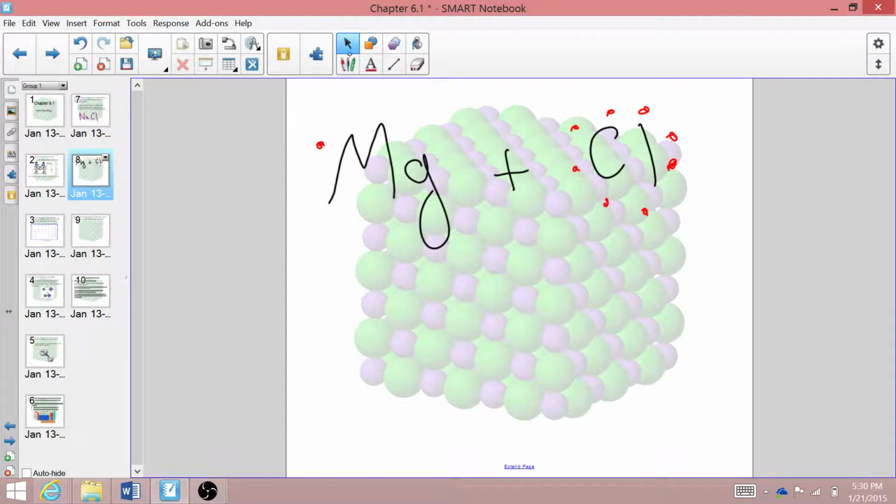And now chlorine is totally happy right now. It has a full valence shell. But magnesium isn't happy yet. You can see magnesium still has 1 electron left in its valence shell. This indicates that one magnesium atom does not bind with just one chlorine atom.